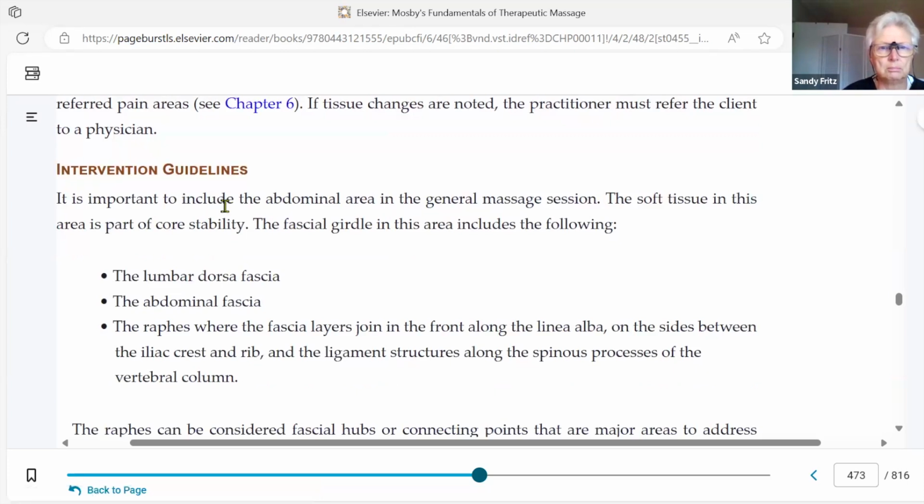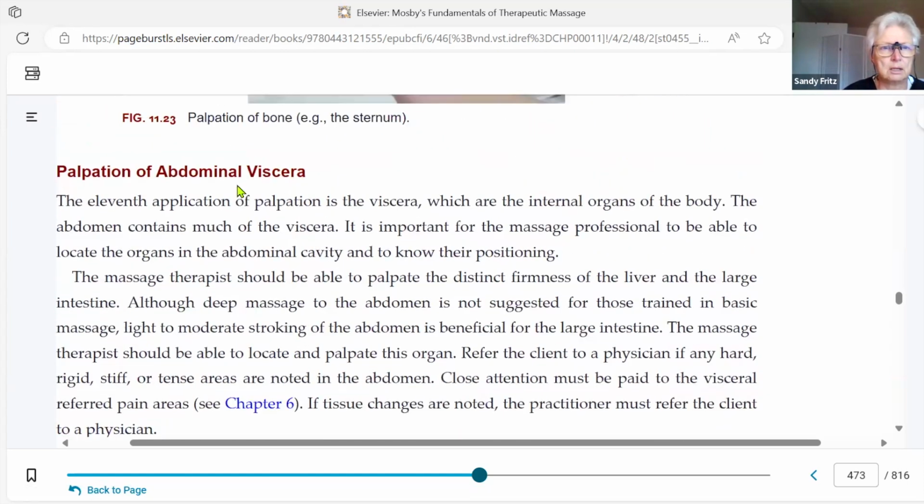So, and then we get into the abdominal area, and massage of the entire trunk, back, sides, and front, which would include the abdominal area, is important. That whole structure around acts like a girdle that provides a tremendous amount of stability. So that's the abdominal wall that needs to be included.